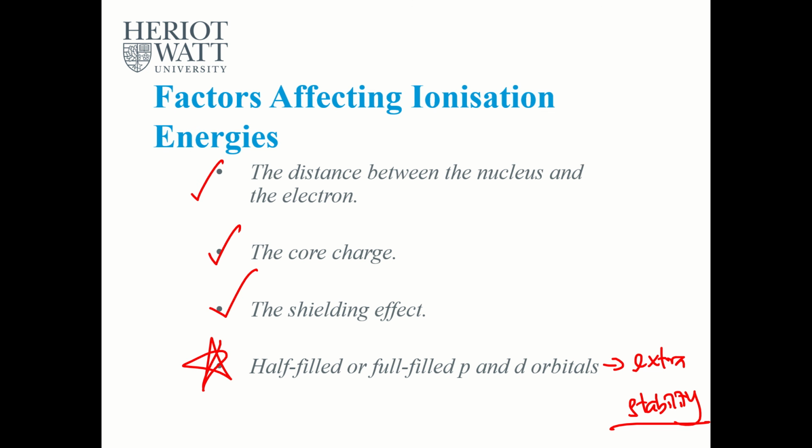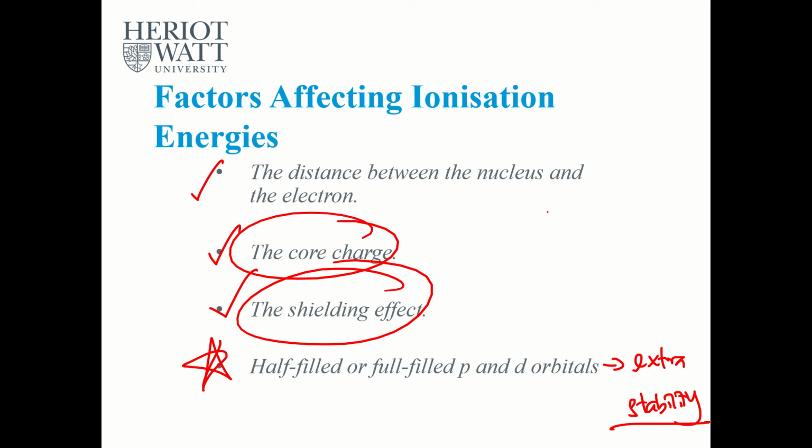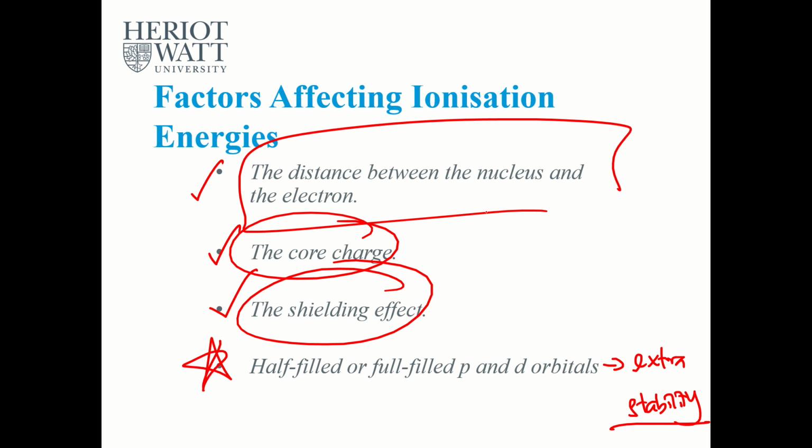So we have to take into consideration when we are removing electrons from half-filled or full-filled p or d orbitals, you need more energy because they're extra stable. So this is what you need to consider other than what we learned: the core charge, and the shielding effect. Basically, the distance between nucleus and electrons is the same as the shielding effect. When the distance is further, the shielding effect is higher because you have more electrons in between.